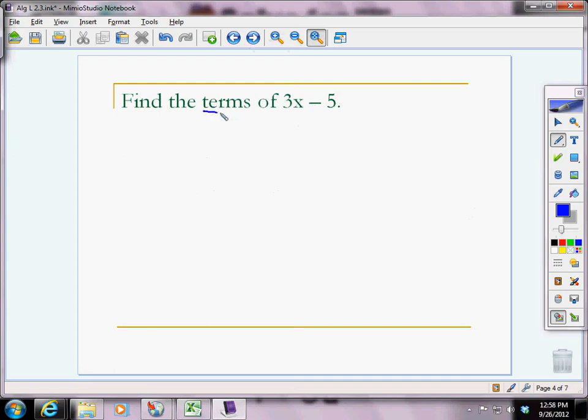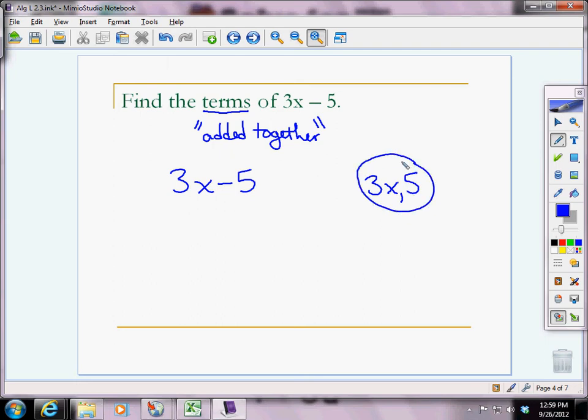Finding the terms. I ask you to think back to what terms mean. The definition of terms is the parts of an expression that are being added together. The parts of the expression that are being added together. So if we look at the expression 3x minus 5, nothing's being added. And if you think, well, it's not a big deal, it's being subtracted, and you list your terms as 3x and 5, you'd be wrong. They need to be added together. So to list terms, we have to make sure everything's being added.